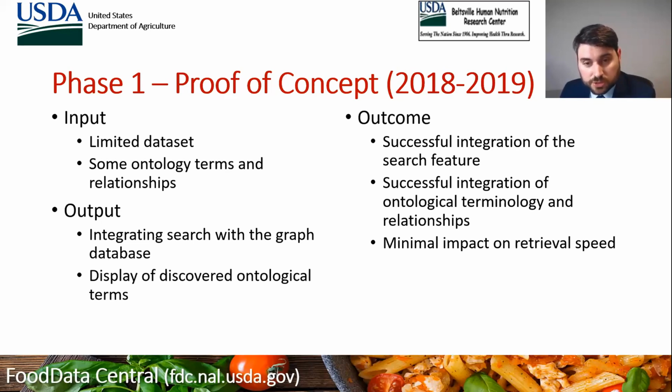We successfully got the search to work the same way that it did for the structured format, and we were successful in integrating ontology terms. You would search for a bean and it would be able to sort of explode and say, more specifically, are you interested in a specific variety of bean? Here's its definition and here's its nutrient information. And reviewing the search from the structured database and the search on the graph database, there was a very minimal impact on retrieval speed, at least in the proof of concept. And you'll see where that got us as we scaled up moving forward.